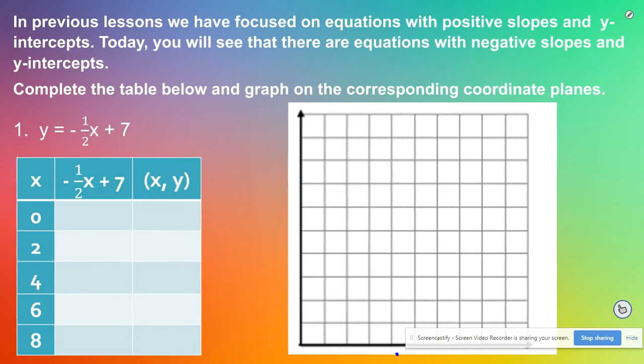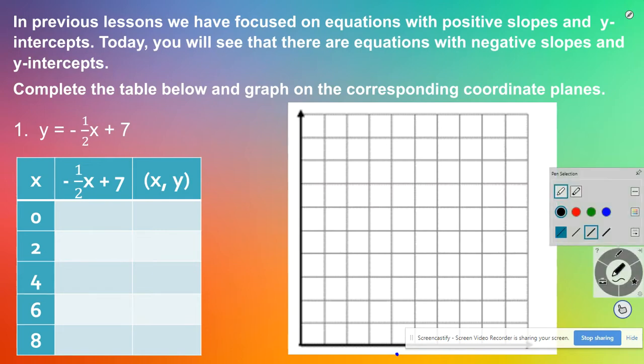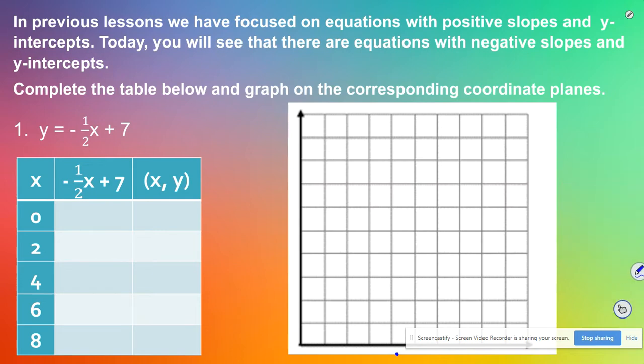In previous lessons, like I just said, we've focused on equations with positive slopes and y-intercepts. Today, you will see that there are equations with negative slopes and y-intercepts. Complete the table below and graph the corresponding points on the coordinate planes. Okay, so we have number 1. Notice that in front of that 1/2 now, instead of it just being 1/2, we have negative 1/2. All right, so that makes it a little bit more challenging, but I think we can handle it.